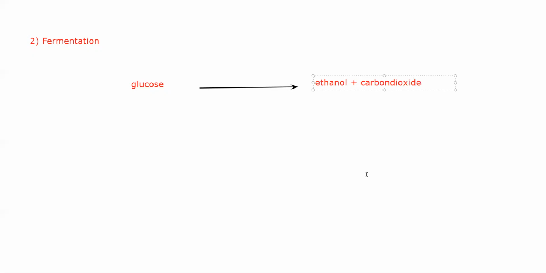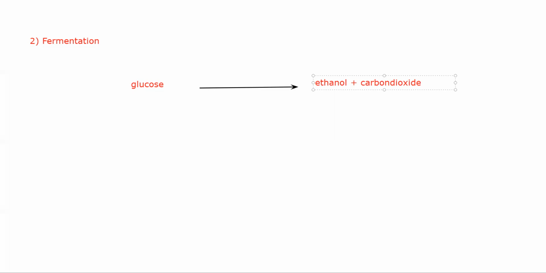So when something decomposes in the absence of oxygen, what do we call this decomposition? This is called anaerobic respiration basically. In normal respiration, glucose plus oxygen give carbon dioxide and water. Anaerobic respiration means a substance decomposes in the absence of oxygen.